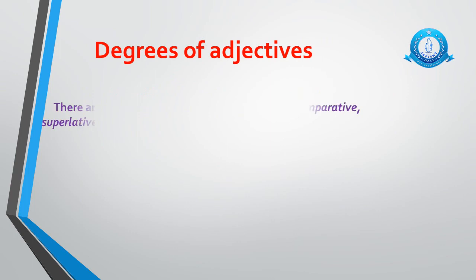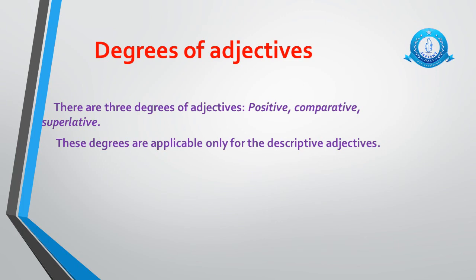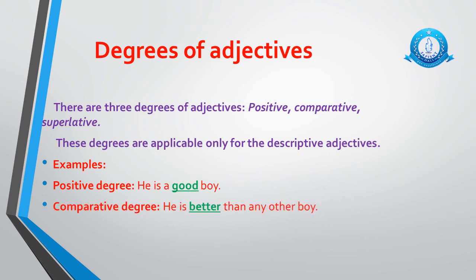Next is degrees of adjective. There are three degrees of adjectives: positive, comparative and superlative. These degrees are applicable only for descriptive adjectives. Examples are: Positive degree, he is a good boy. Comparative degree, he is better than any other boy. Superlative degree, he is the best boy. Now in all these, good, better and best are the degrees of adjective.